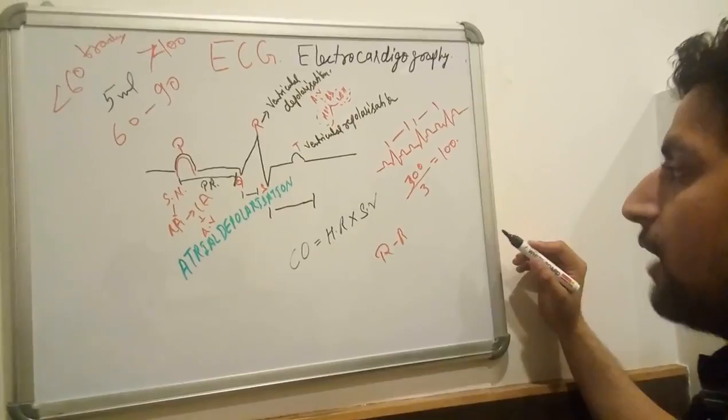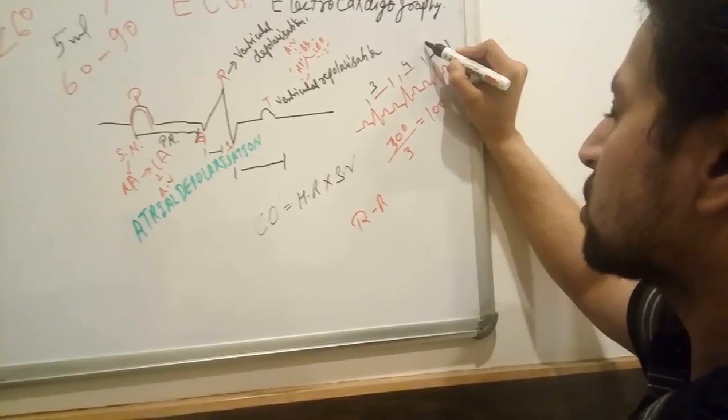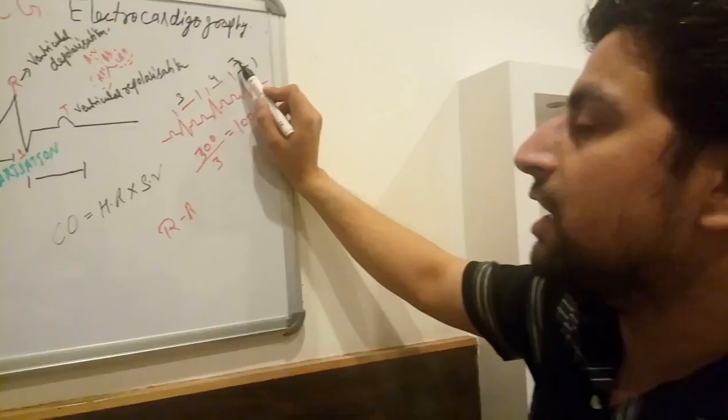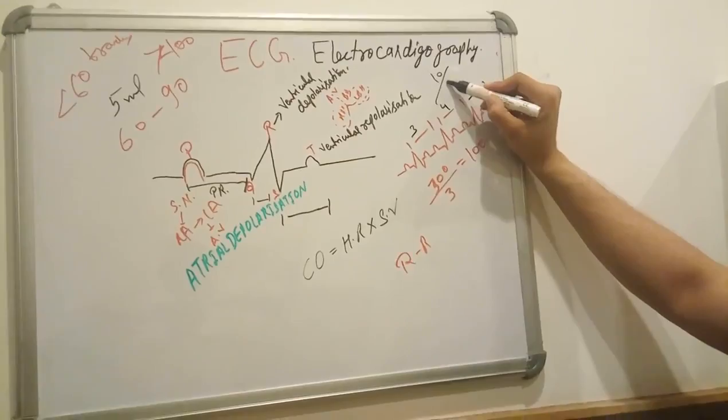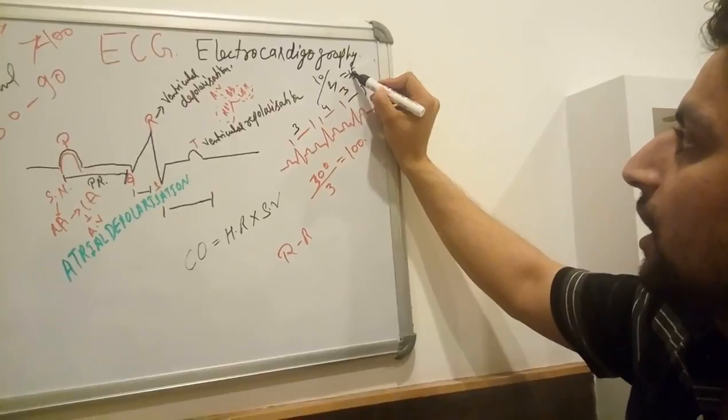If I give you an example: one RR interval coming, continuing, another RR interval, here three boxes, here four boxes. Let's take 3 plus 3, it's 6, and plus 4, it equals 10. So we take the mean, dividing by 3, it comes to 3.3 something. So we are going to calculate.